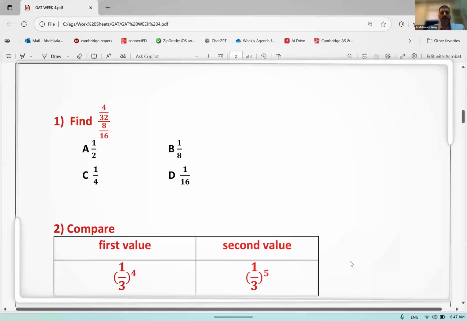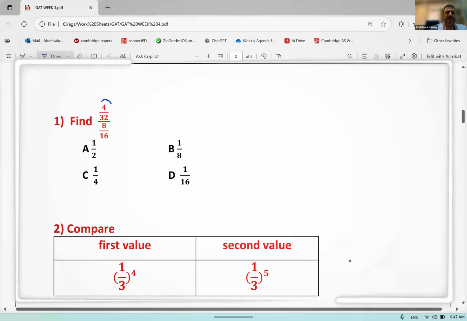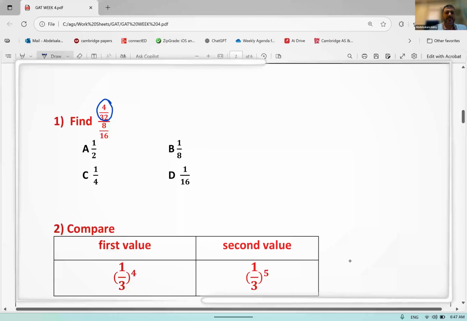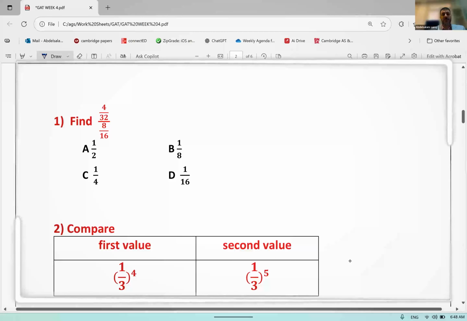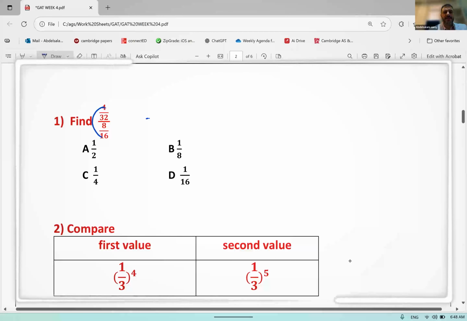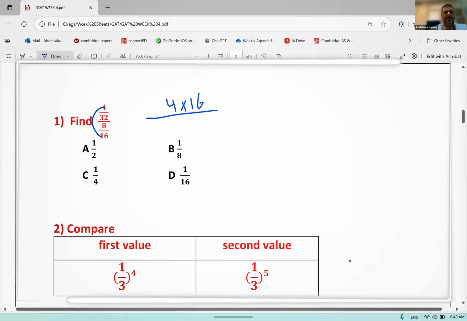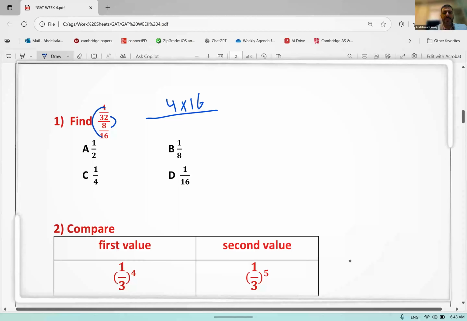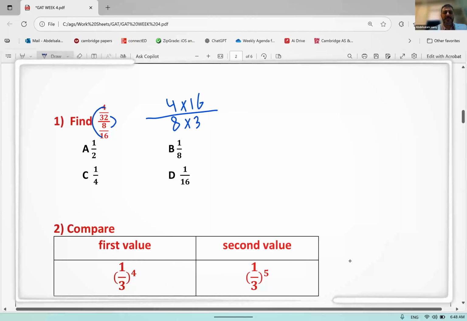And the first question, I have 4 terms. I have 2 terms in the numerator and 2 terms in the denominator. We have 2 different ways to solve this question. First way, you can multiply the first by last, which means 4 multiply 16, and second by third, which means 8 multiply 32.